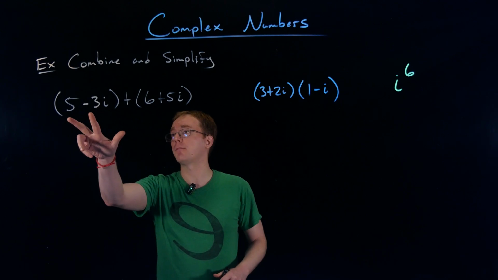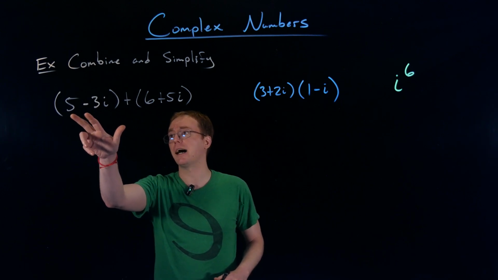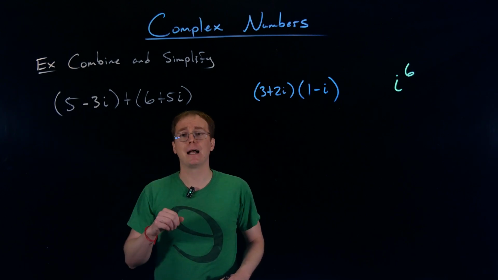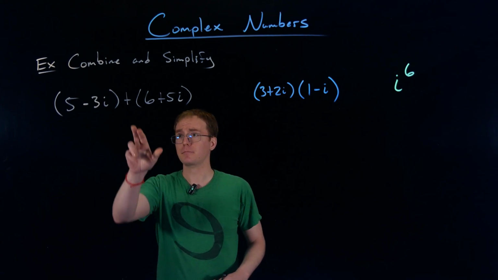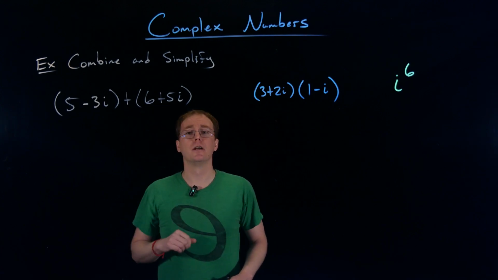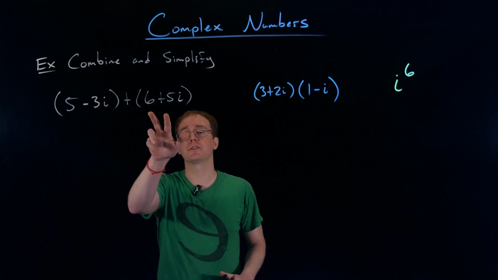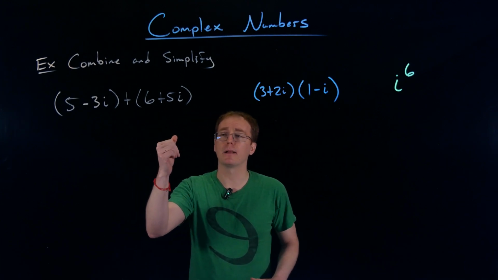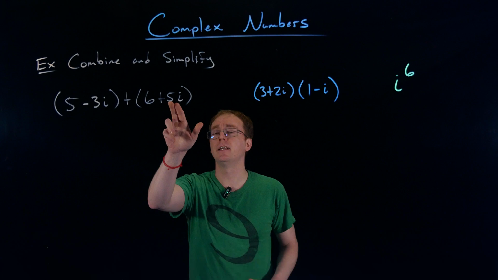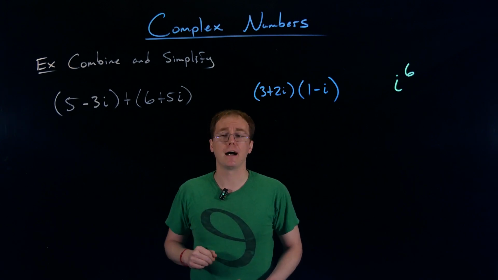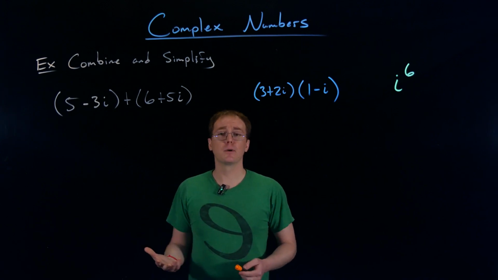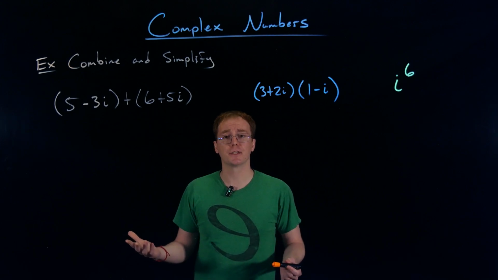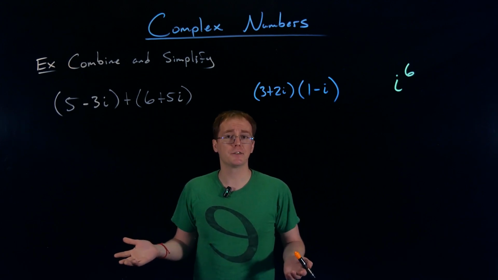We have our first complex number, 5 minus 3i. Its real part is 5. Its imaginary part is -3. And we're adding that to another complex number, 6 plus 5i. The second complex number has a real part of 6 and an imaginary part of 5. So if we want to combine these two complex numbers together, we really just combine like terms.